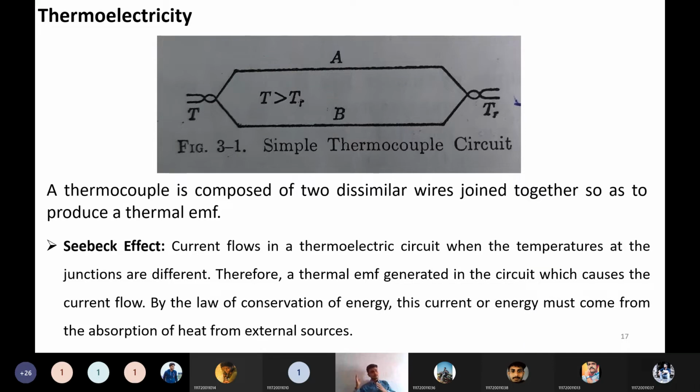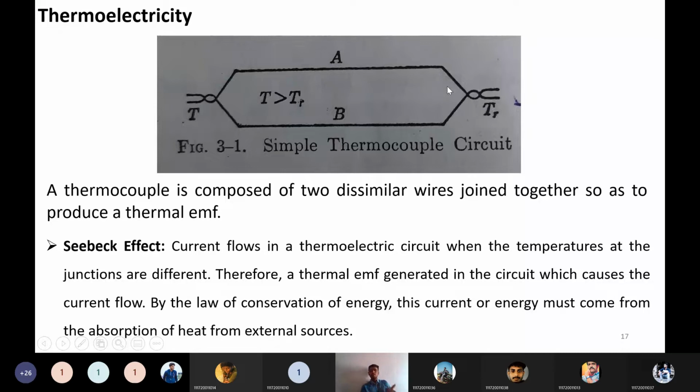And the other junction is called the reference junction, which will be located at a faraway place compared to the measuring junction. So the difference in temperature between these two will generate some EMF, electromotive force, called the thermal EMF. This thermal EMF is generated due to the absorption of heat from the medium at the measuring junction. After absorption, this absorbed heat has to be evolved to another location, which is at a lower temperature. So heat will travel from the higher temperature region to the lower temperature.